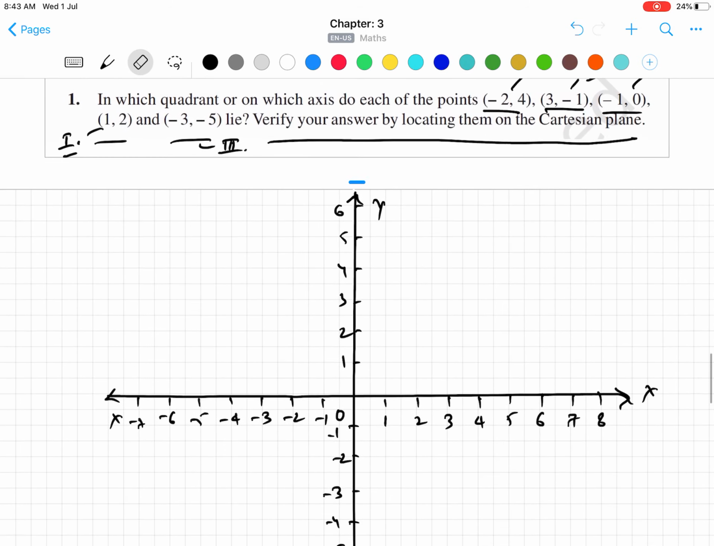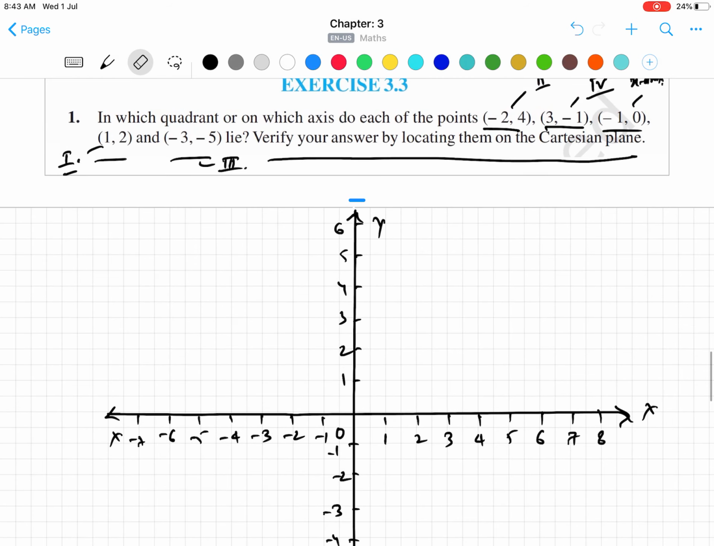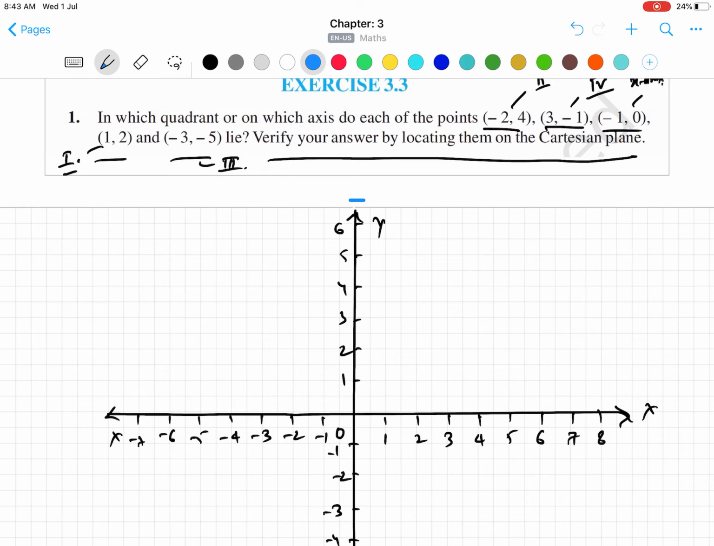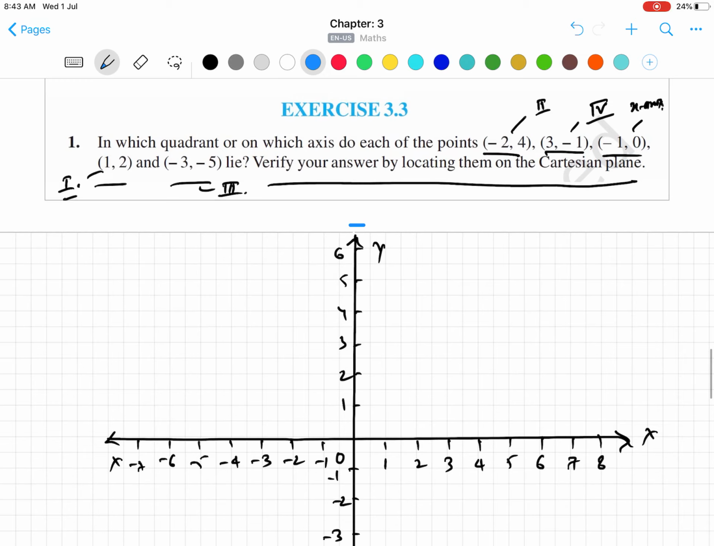Let's start with the first point. The first point is x = -2 and y = 4. So that point will be at x = -2 in the negative x direction, and +4 will go in the upward side. So this point will be here: x = -2 and y = 4. Now you can see this is lying in the second quadrant.